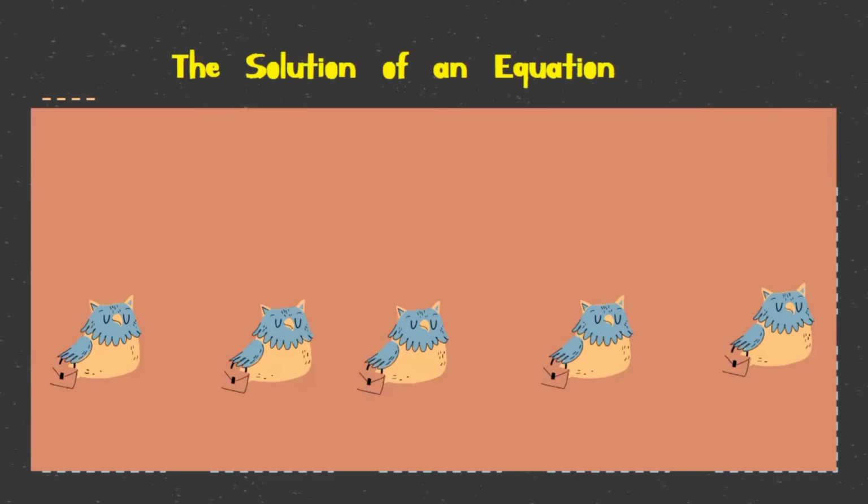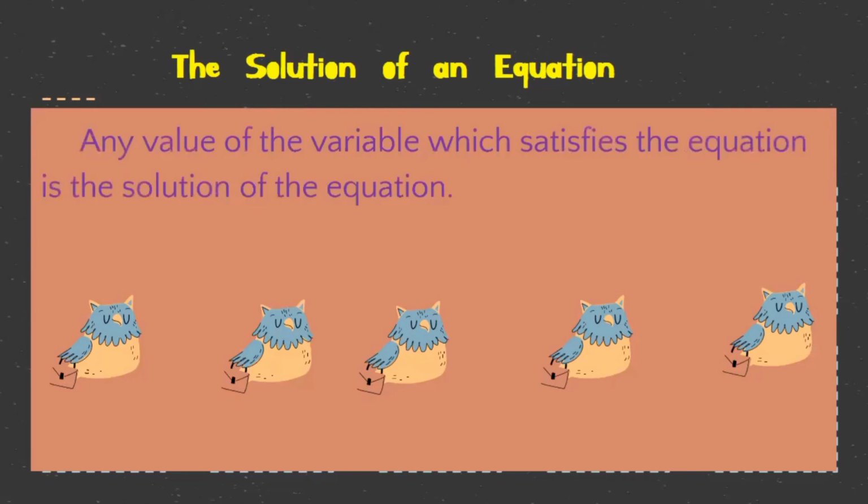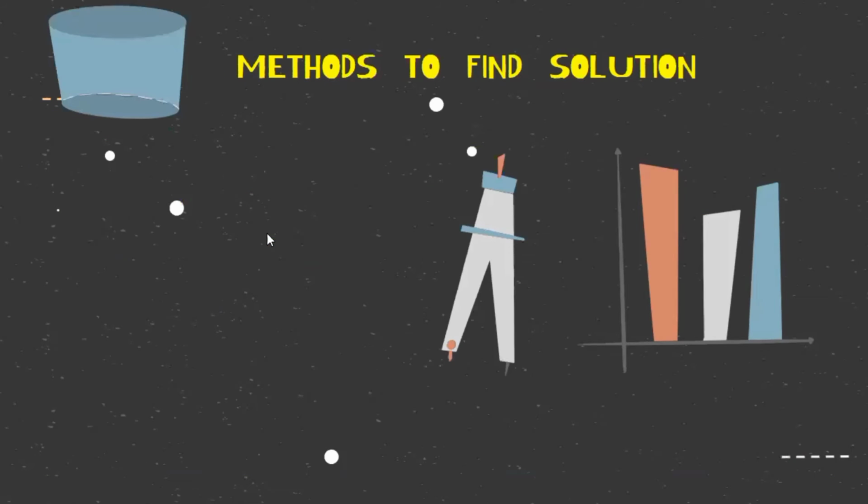Now, the solution of an equation. How can you find the solution of the equation? First, see what the solution of an equation is. Any value of the variable which satisfies the equation is the solution of the equation. Suppose an equation is given. The value of that variable which satisfies the given equation is called the solution of that particular equation.